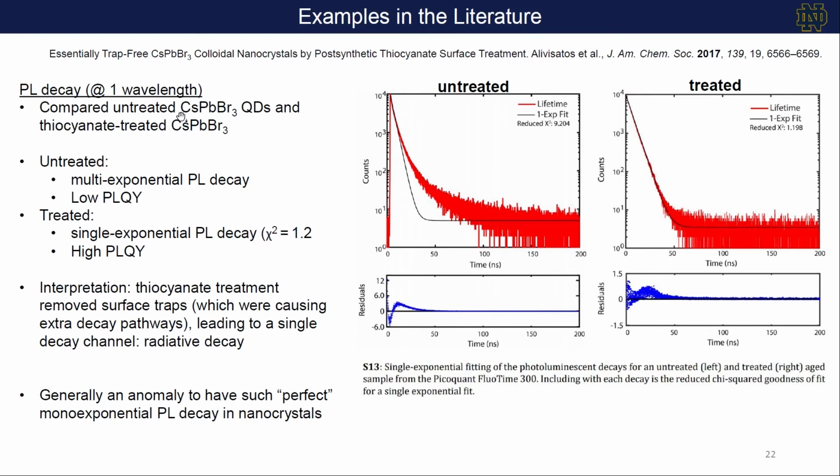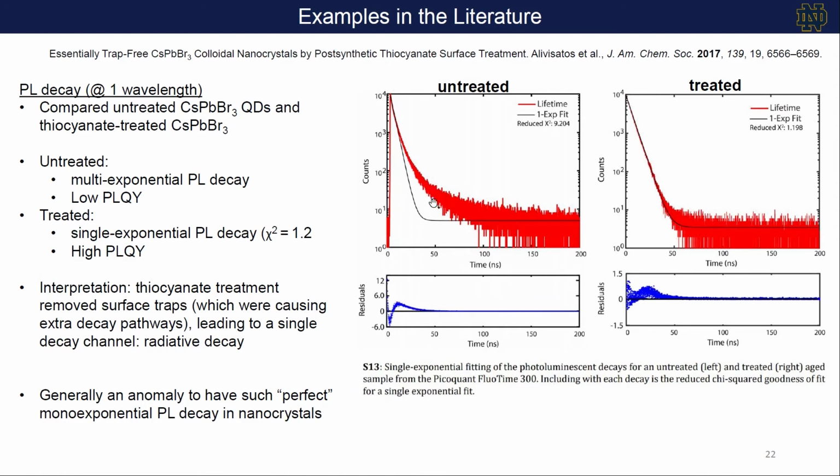What the authors do in this paper is take these untreated cesium lead bromide quantum dots and compare them to the thiocyanate-treated cesium lead bromide. What they see is that the untreated sample has low quantum yield. Additionally, from the PL decay data, you can see there's a multi-exponential PL decay. The red is the lifetime data, and the black trace is the mono-exponential fitting.